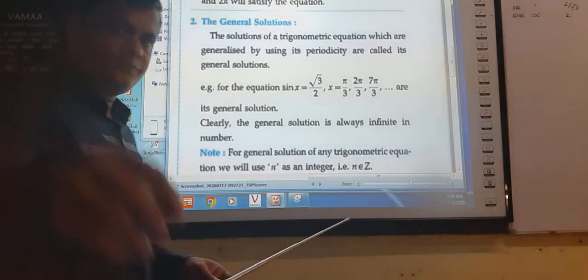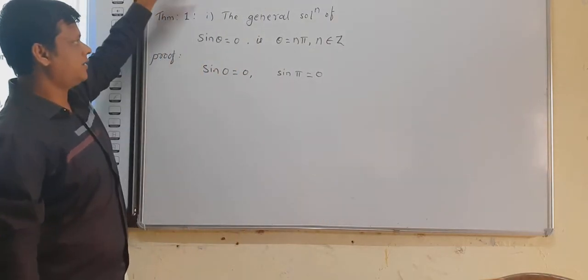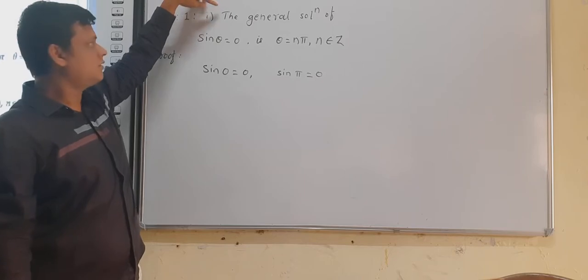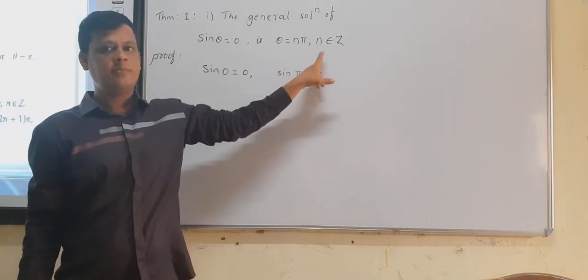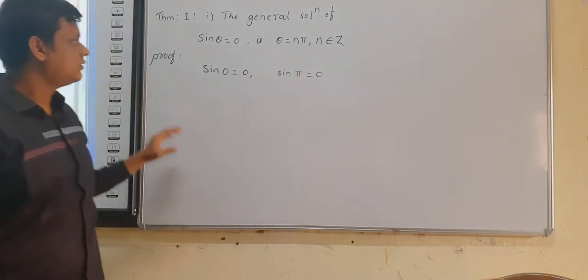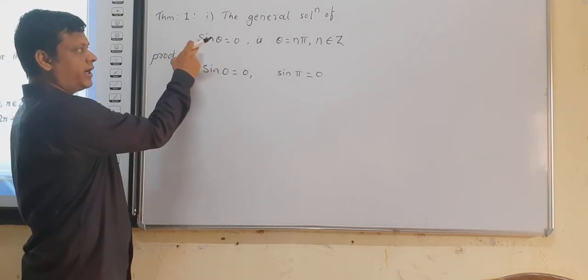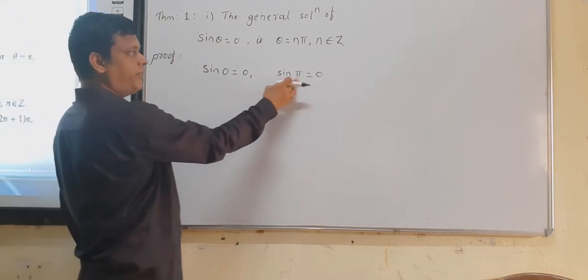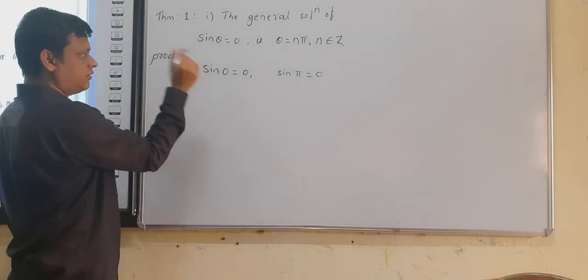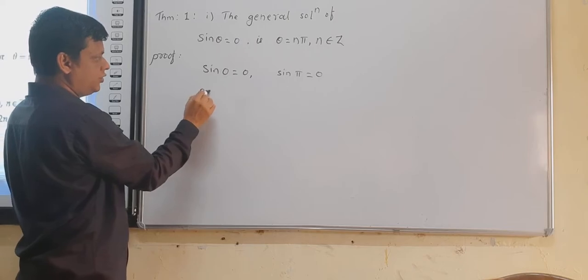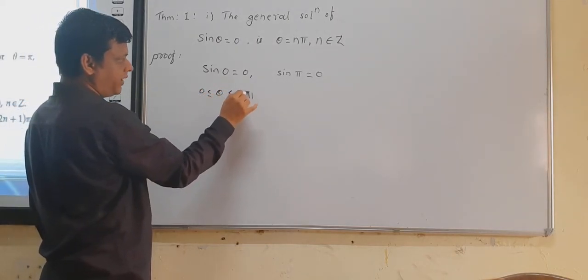Now we see the proof of the first theorem, that is, the general solution of sin theta equals 0 is theta equals n pi, n belongs to Z. So for that we know that for angle 0 we get sin 0 equals 0, for angle pi we get sin pi equals 0. So from this condition we write here theta: 0 less than or equal to theta strictly less than 2 pi.